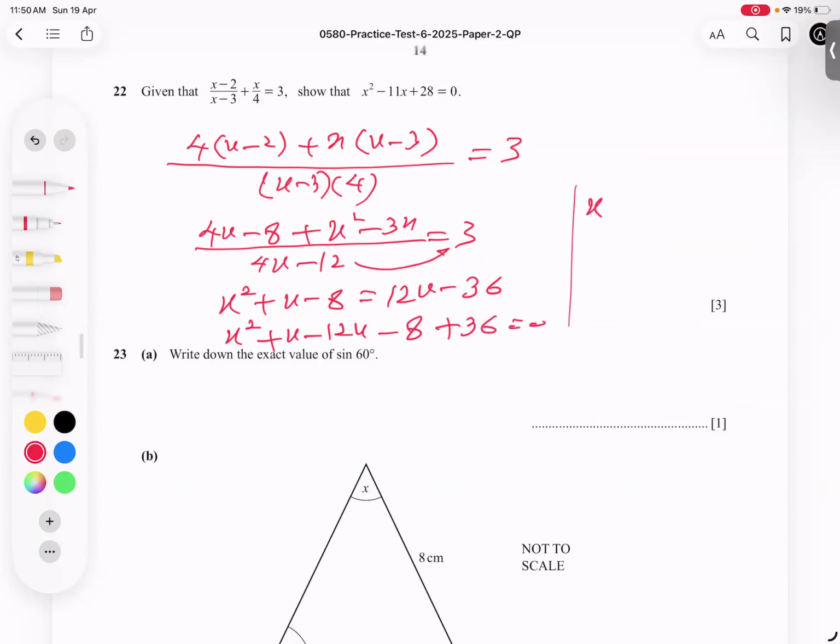And finally, what did I get? x squared. These two values subtract, we get negative 11x. These two values with opposite signs subtract, we get plus 28 equals 0. And this is our answer, so proved.